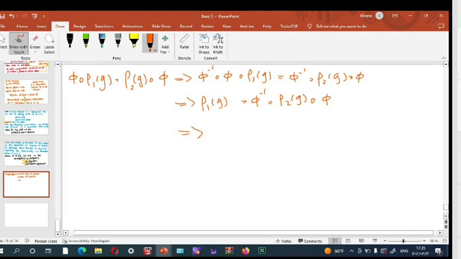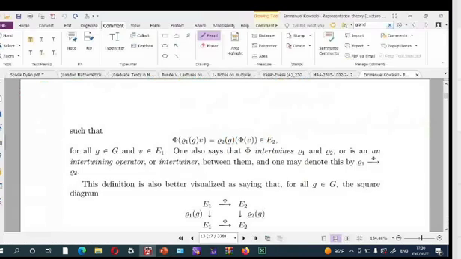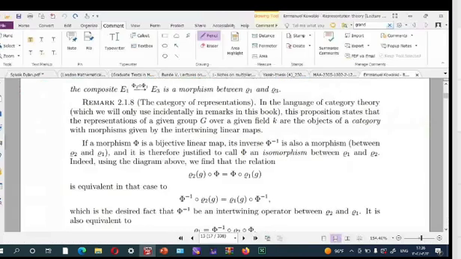And also we can consider the composition of this with the inverse of phi: rho 1 of g o the inverse of phi equals the inverse of phi o rho 2 of g o phi o the inverse of phi, but this is the identity again, and this is equal to the inverse of phi o rho 2 of g. So we have this equality. Okay?